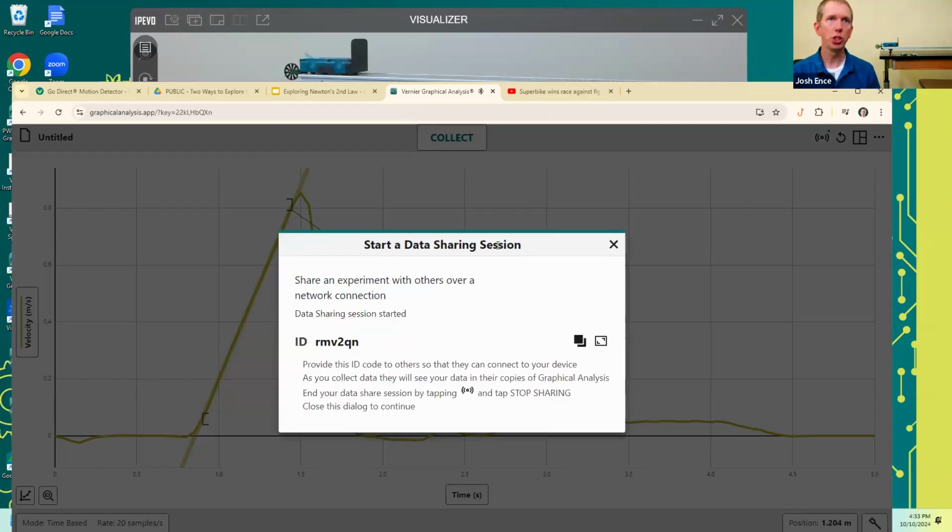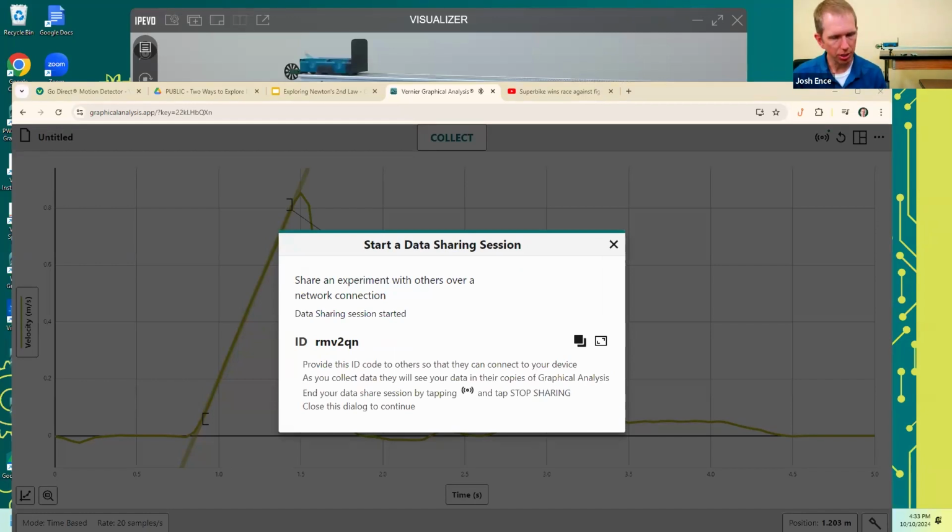And what you want to do at home in Graphical Analysis is start a new experiment, and choose data sharing. When you choose data sharing, it's going to ask for a data sharing code, an ID, and that's this one right here. I'm going to copy and paste it and put it into the chat.